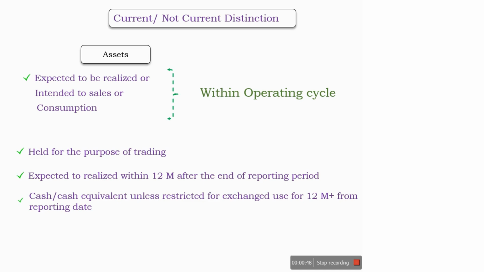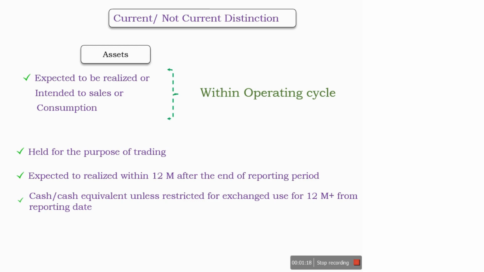And next, cash and cash equivalents, unless restricted from exchange or use for more than 12 months from the reporting period, in that case will be non-current. If it is available, or restricted for a period of less than 12 months from the reporting period, it will be classified as a current asset. So if any asset fulfills any of the criteria given here, it will be classified as a current asset.